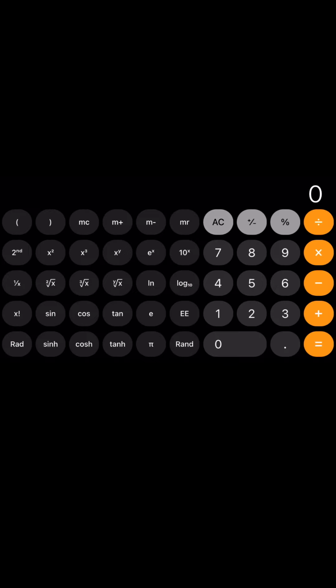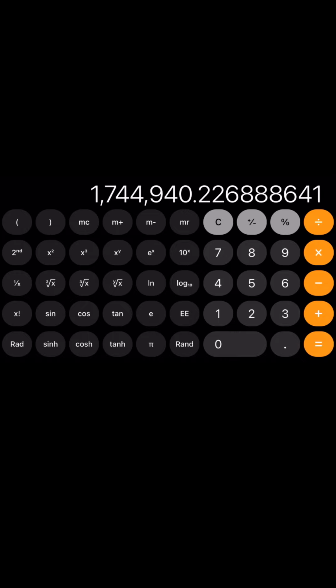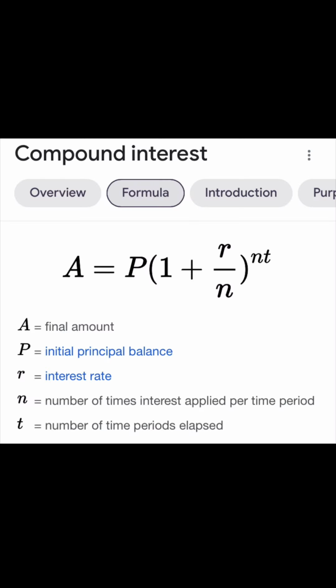All right, here's a little breakdown. Let's do 100,000 as the principal times 1.1, so that's 10% interest, to the 30 years, 1.7 million basically. To keep it simple, I used the principal balance being 100,000, and then 1 plus R over N. So you have R, the interest rate, so I used 0.1. Remember, interest rate as a decimal is 0.1, that is 10%.